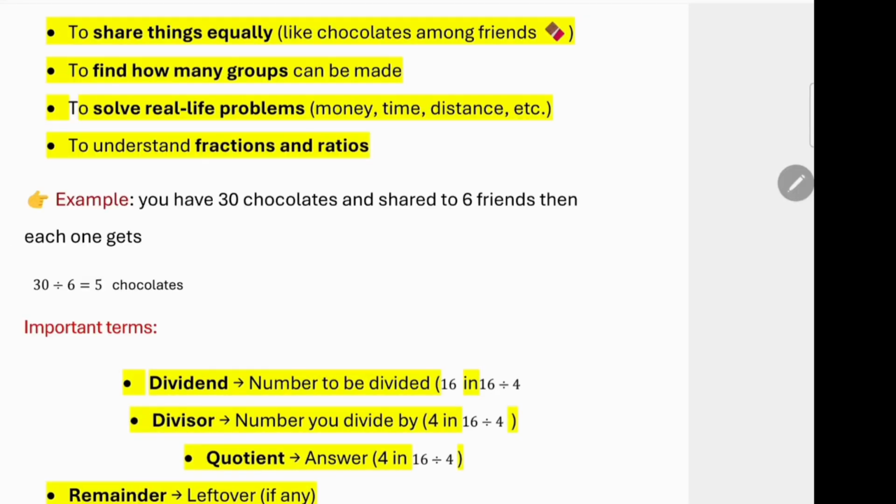Here, another example. You have 30 chocolates and share to 6 friends. Then each one gets 5 chocolates. Is it clear?